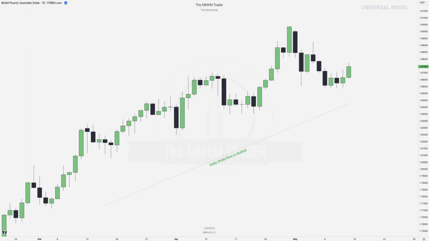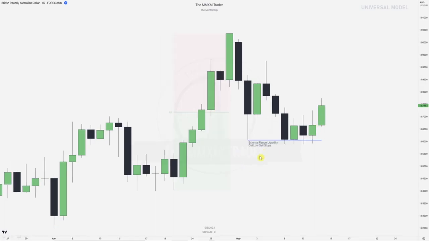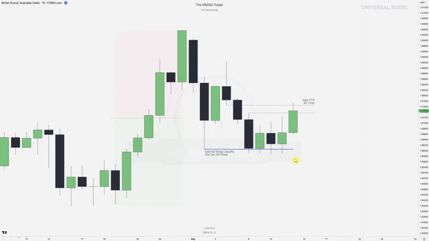So what is our long-term perspective, right? What did we do over here? Let's zoom in a little bit. We got our discount into premium range, right? So what happened prior to this up move? We got that external range liquidity purge, right? Old low sell stops. Now, where does your eye go immediately? Once again to internal, right? Every time external to internal, internal to external, right? So we got that daily fair value gap as our draw on liquidity. Now we have our long-term perspective established.